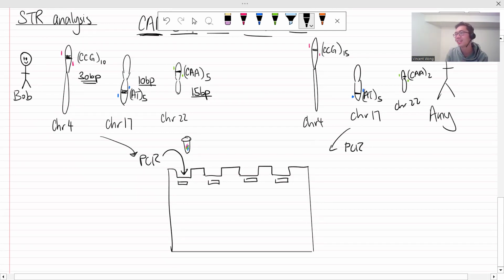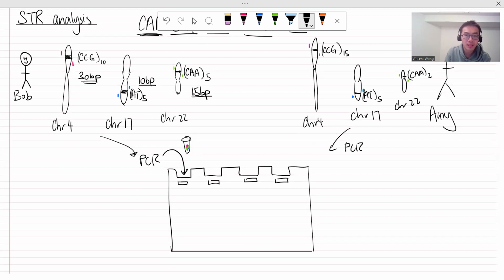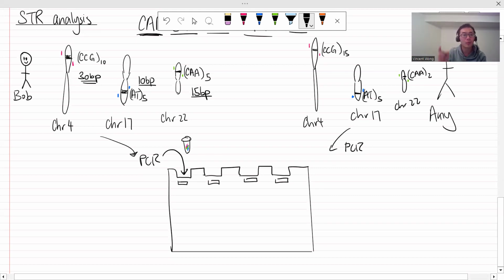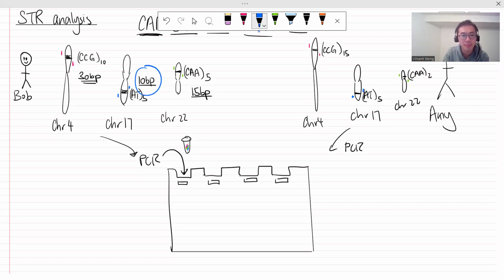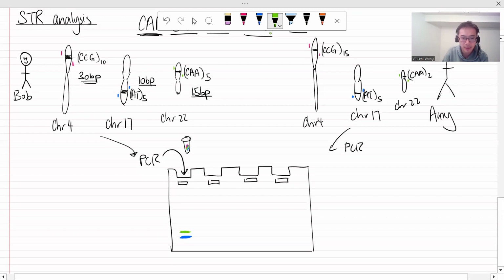So you're going to load that, and look, we have 30, we have 10, we have 15. Which one is going to travel the furthest in the lane, in the gel? Blue. That's right, because it's only 10 base pairs. It's really short, so it's going to be able to go really far, like there. And then we have the green one, which is 15. 15 is a little bit longer than 10, so it's probably very close by.